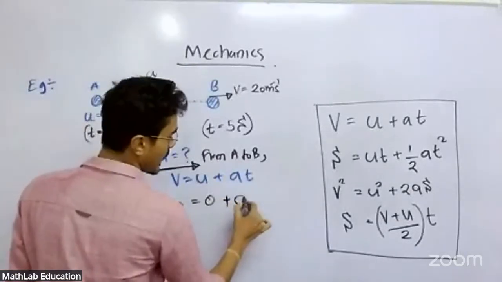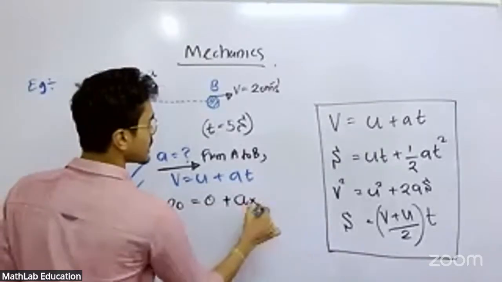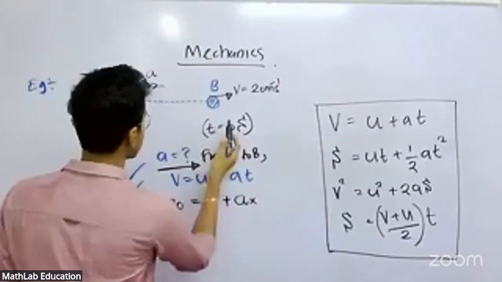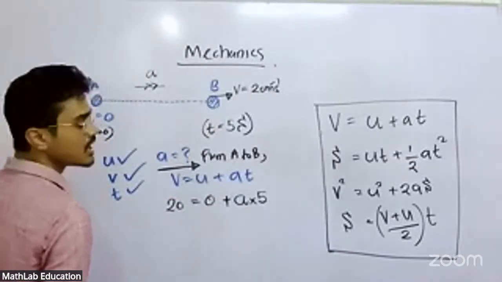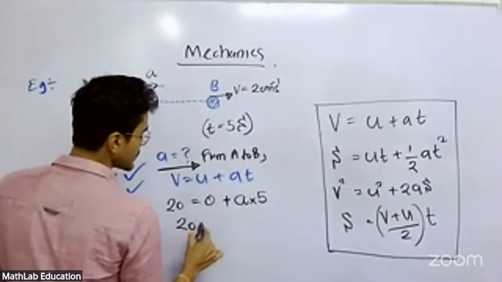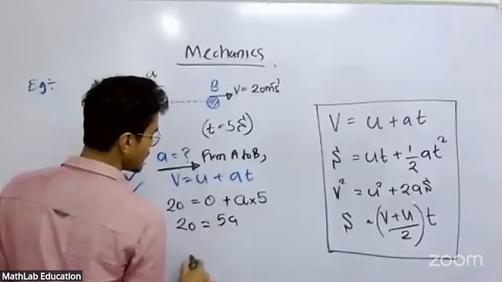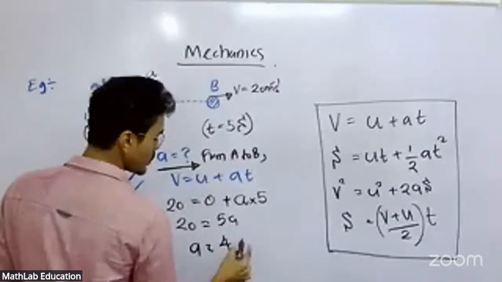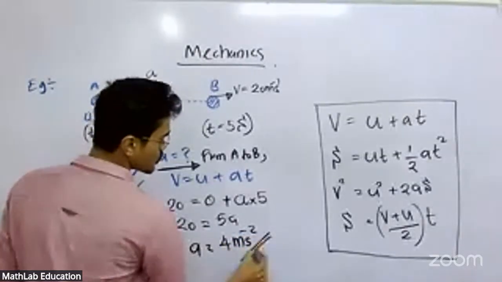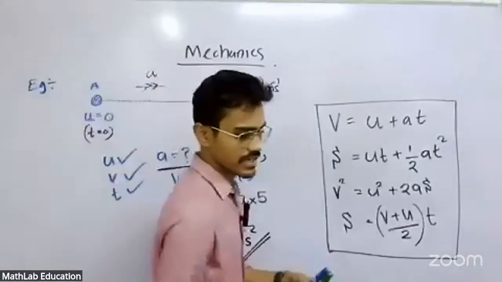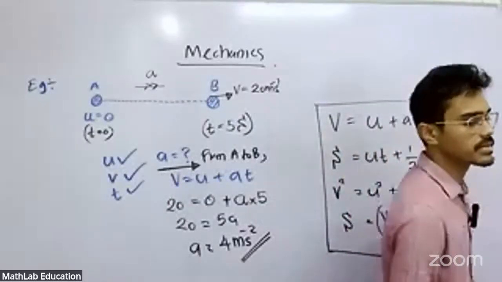Plus a is what we need, times t, which is 5 seconds, 5 minus 0 is 5. So the time interval is 5, and we can simplify this simply: 20 equals 5a. So acceleration equals 4 m/s². So the acceleration the object has is 4 m/s².